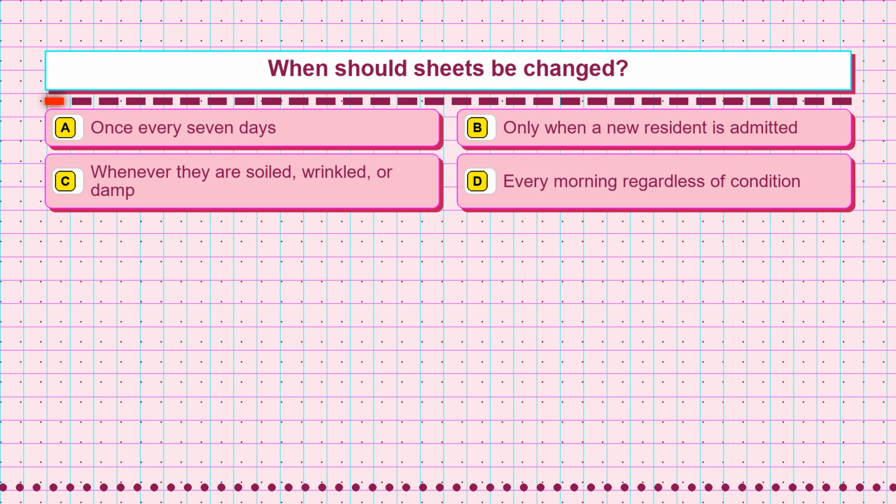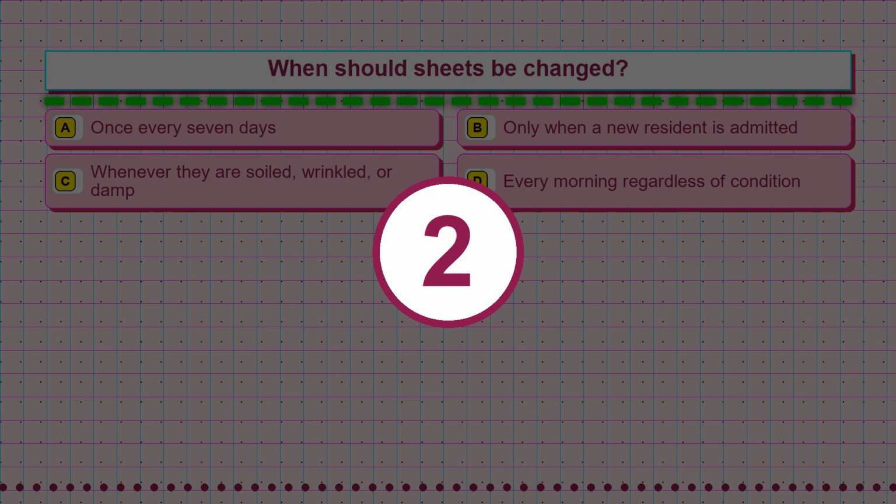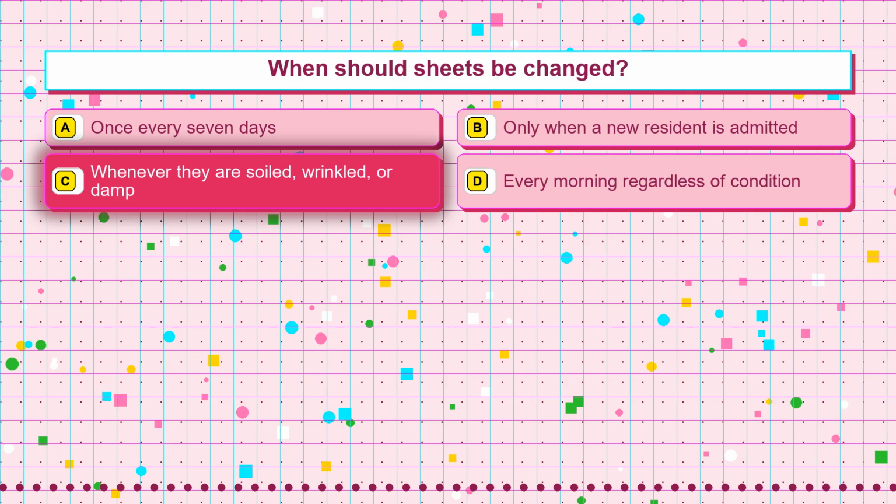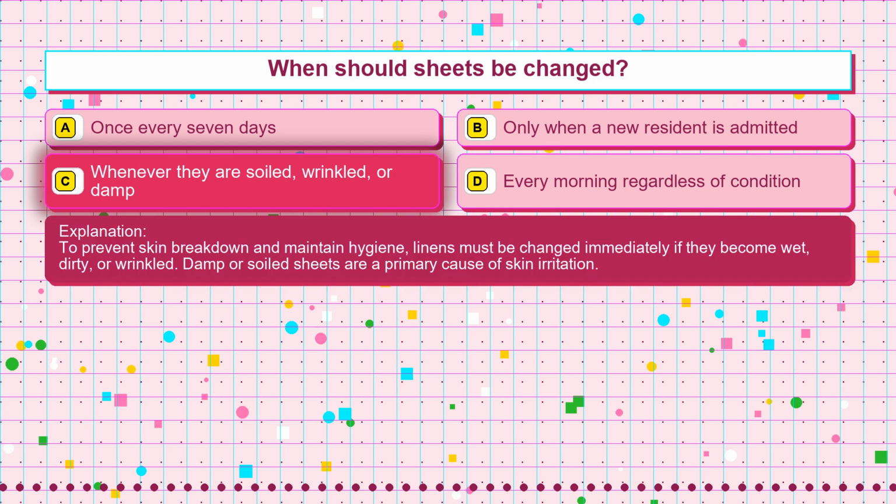Question 56. When should sheets be changed? Option A, once every 7 days. Option B, only when a new resident is admitted. Option C, whenever they are soiled, wrinkled, or damp. Option D, every morning regardless of condition. The correct answer is option C, whenever they are soiled, wrinkled, or damp. To prevent skin breakdown and maintain hygiene, linens must be changed immediately if they become wet, dirty, or wrinkled. Damp or soiled sheets are a primary cause of skin irritation.